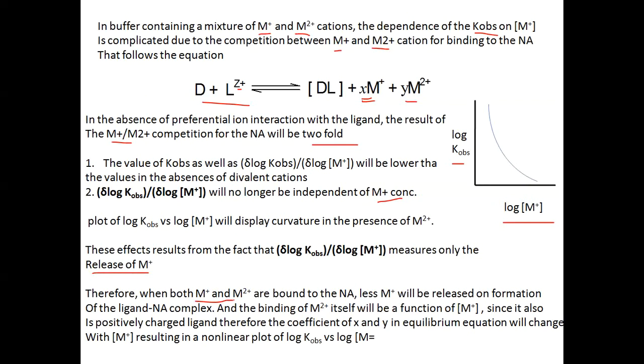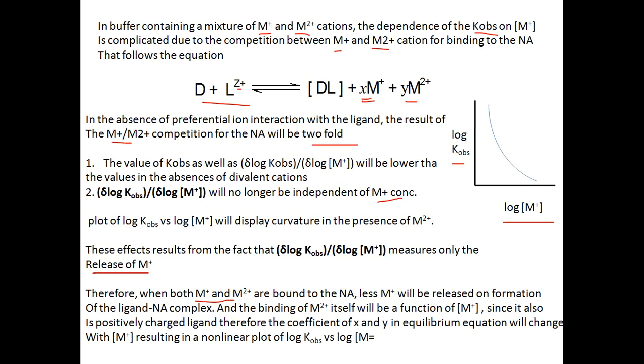Right? So in the presence of M2+, because M2+ will bind more strongly, the number of M+ ions binding to the nucleic acid will be less. So the divalent ion binds more strongly to the nucleic acid, and the number of monovalent ions bound to the nucleic acid is less. So when the ligand binds to the DNA, the M+ ion, the monovalent cation that is released from the DNA, is less.